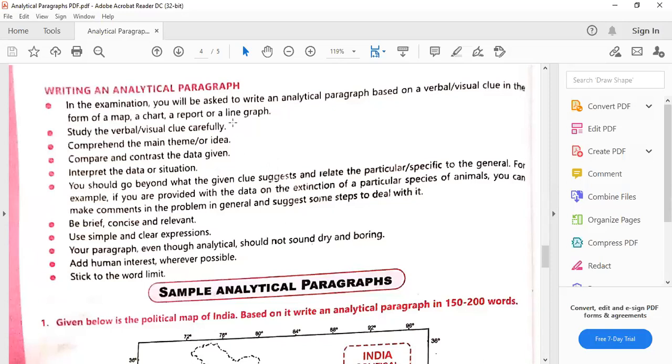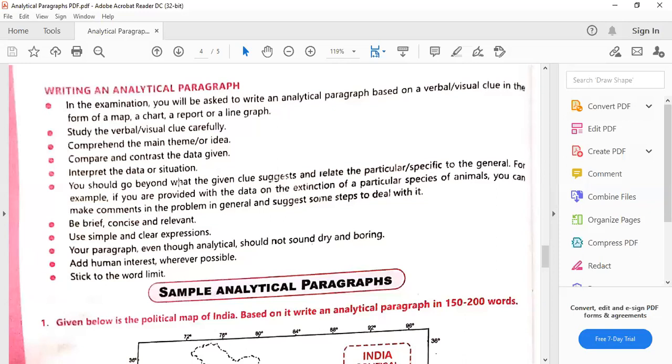You will study all the verbal and the visual clues carefully. Then you will comprehend, think about the main idea or the theme given in that particular clues or in the data or the table or the report, whatever is given to you. Then you will compare and contrast the data given, and then you will interpret that data or the situation in your own words. You should go beyond what the given clue suggests and relate the particular specific to the general.